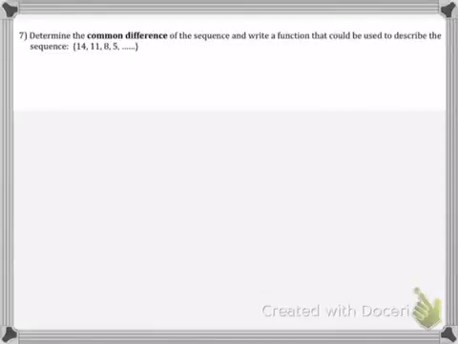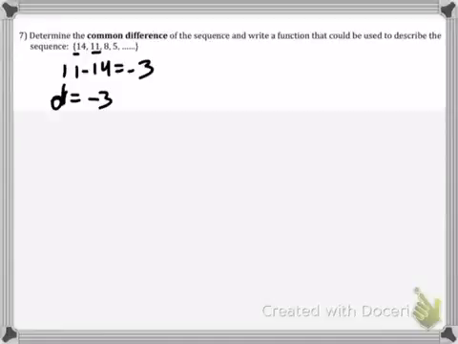Determine the common difference in the sequence. Write a function that could be used to describe the sequence. So right here, if we look at this one, you see it's going down. So our common difference we can see right here. We got the second term, 11 minus 14. It's going to give me a negative 3. So my common difference is going to be negative 3.